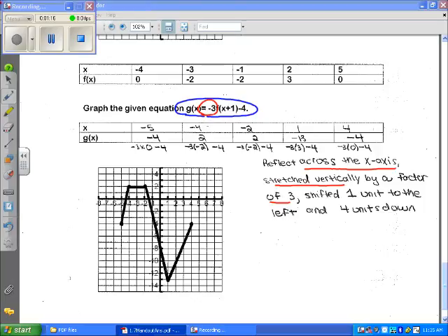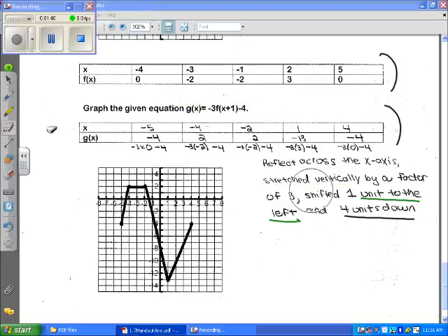Okay, now let's look inside the parentheses. The x plus 1 means it's moved 1 unit to the left. And then the -4 represents it's moved 4 units down. Okay, so we want to take the graph that we cannot see right now and shift it. The way we're going to do that is use these ordered pairs and shift them with the information that we're given here.